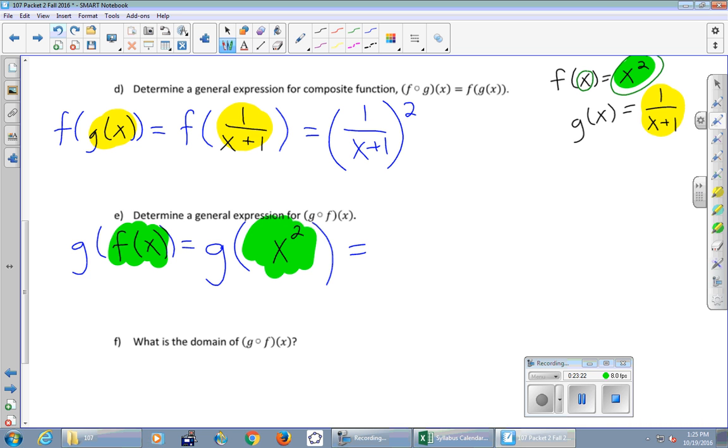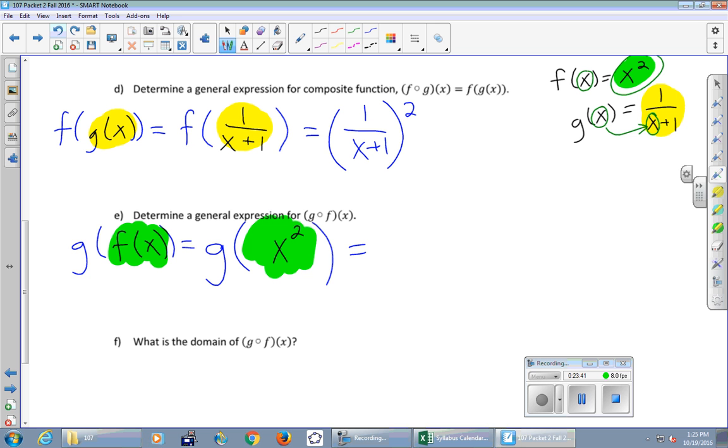We just have to think about what g does. G is a function which takes whatever is in the parentheses, makes this fraction with a 1 over whatever is in the parentheses. It has only one role: to go right there. And then there's a 1 over, and there's a plus 1 at the end. But that's the formula for g, right?